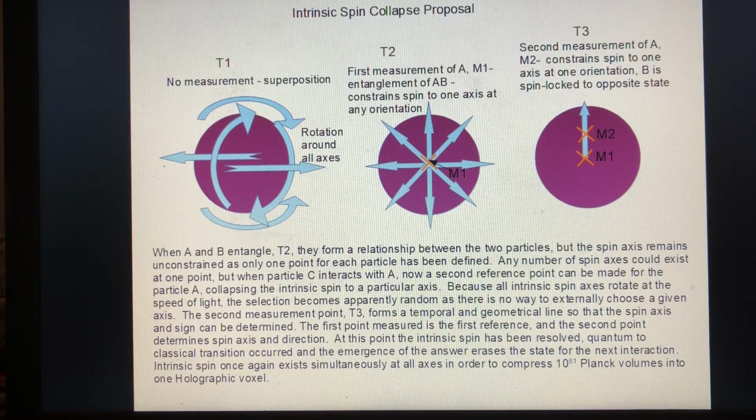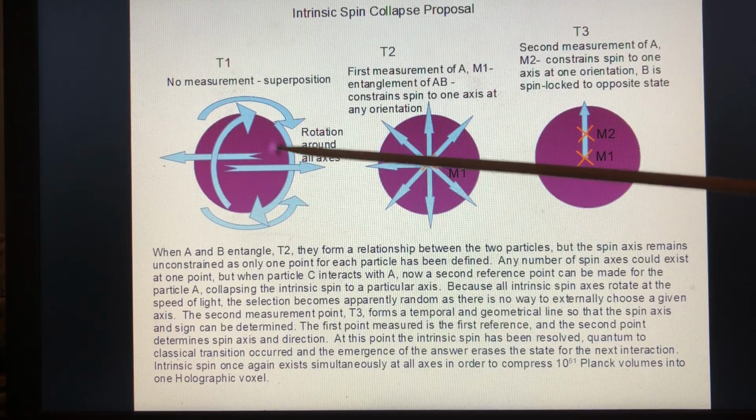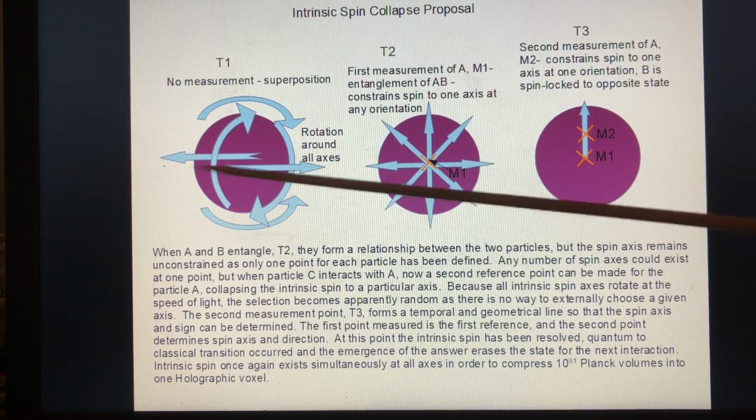The second measurement point, T3, forms a temporal and geometrical line so the spin axis and sign can be determined. The first point measured is the first reference, and the second point determines spin axis and direction. At this point, intrinsic spin has been resolved, quantum to classical transition has occurred, and the emergence of the answer erases the state for the next interaction. Intrinsic spin once again exists simultaneously at all axes in order to compress 10 to the 61 Planck volumes into one holographic voxel. So here at T1, we have no reference, so it's spinning in every different direction, either direction.